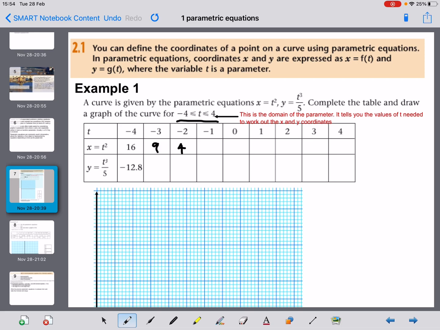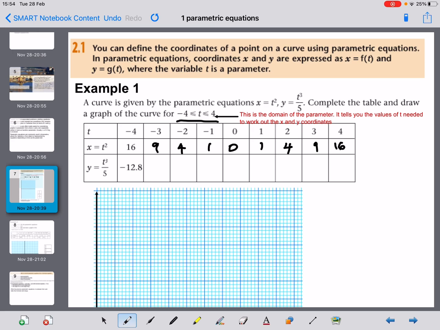When t is -1, x is -1 squared. When t is 0, x is 0 squared. When t is 1, x is 1 squared. When t is 2, x is 2 squared. When t is 3, x is 3 squared. When t is 4, x is 4 squared. Okay, so those t values from -4 to 4 have produced our x coordinates, which go from 0 up to 16.